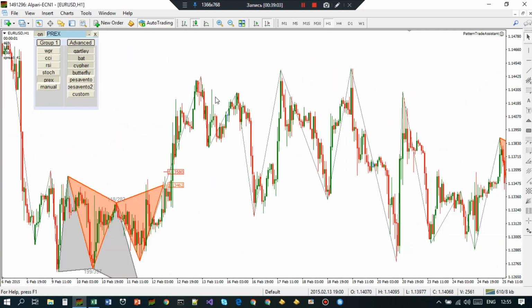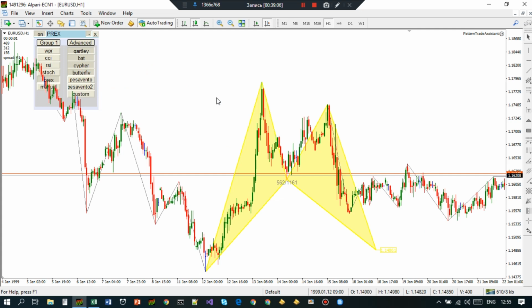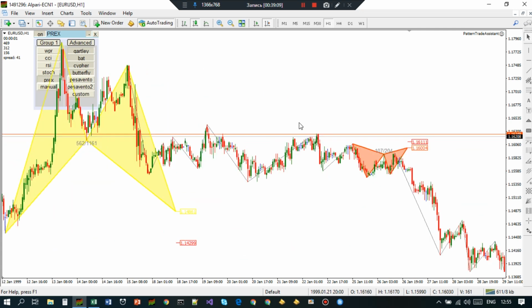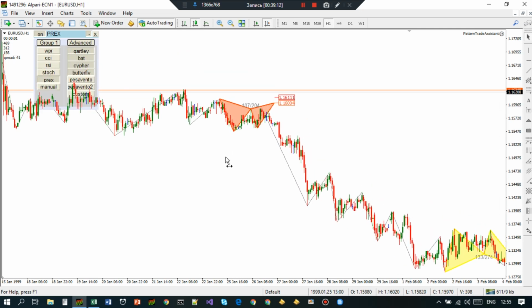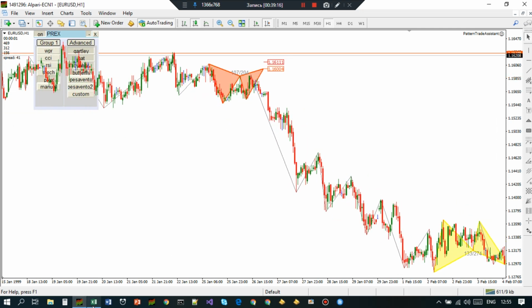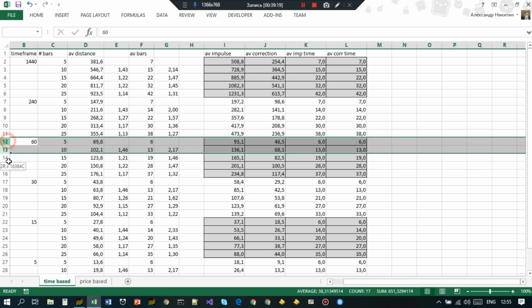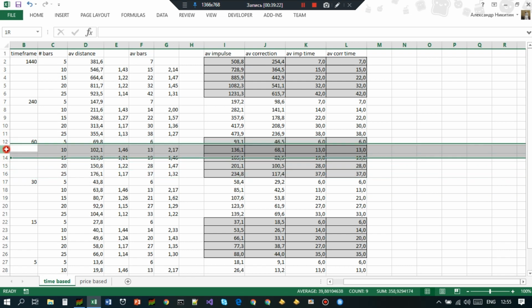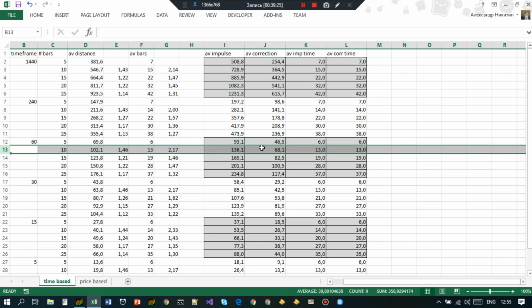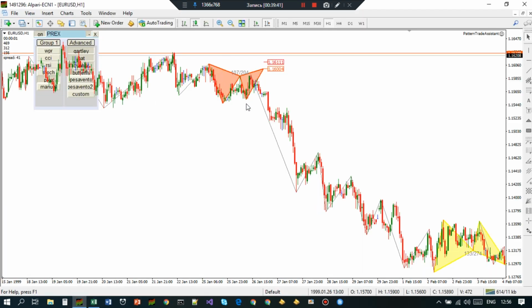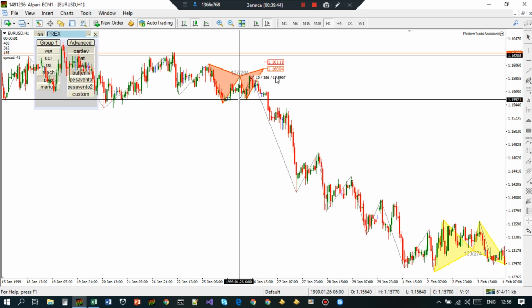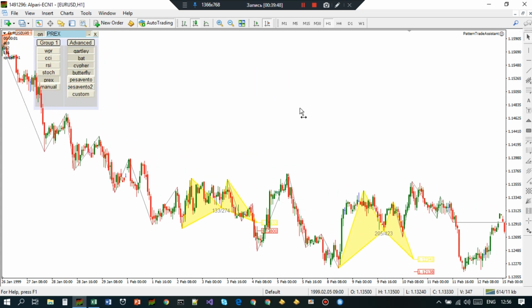Okay, so let's go home and let us find something. So what information do we have based on 1 hour? This is the 1 hour, and if we use 10 period, the average impulse should be 136, average correction should be 68, and it should take 13 bars. This one is very small for that calculation.